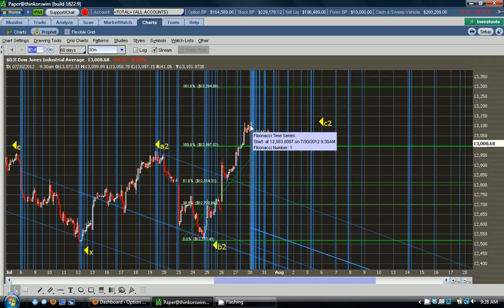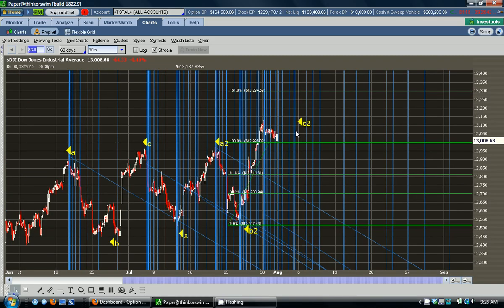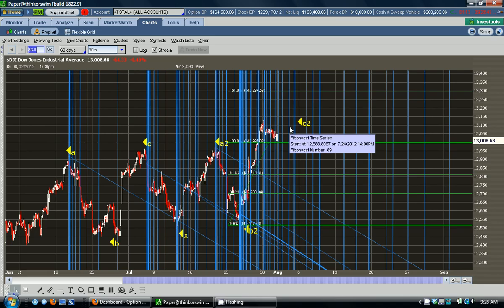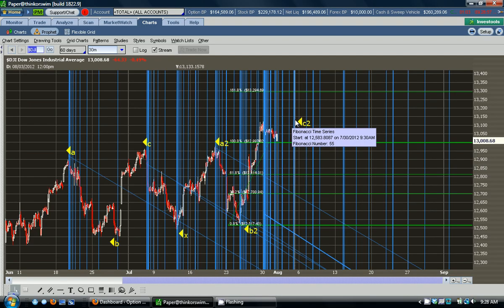Okay, cool. So where is the next one? The next one is going to hit on August 2nd at about 1:30 p.m. But that's not a cluster, that's just one, so I'm not going to give that one too much credence. The one I am going to give credence to is this one, which occurs on August 3rd. So from what I am seeing, we should expect a pretty strong advance at least up until August 3rd.